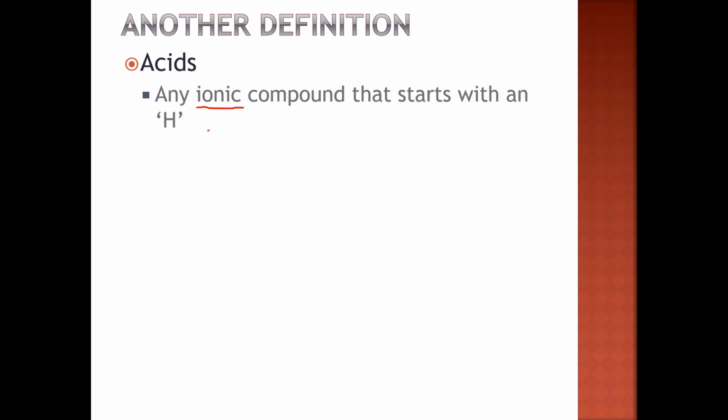Examples would be hydrochloric acid, hydrosulfuric acid, or nitric acid. These are all acids, and they're easily identified by starting out with an H. Now, these are ionic compounds, not organic compounds. Organic acids are different. We'll get to that later.